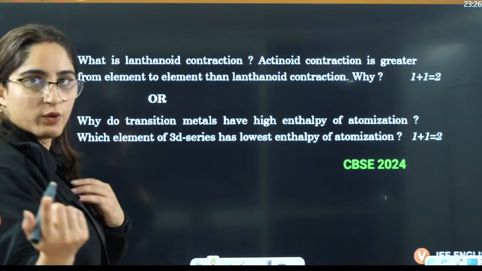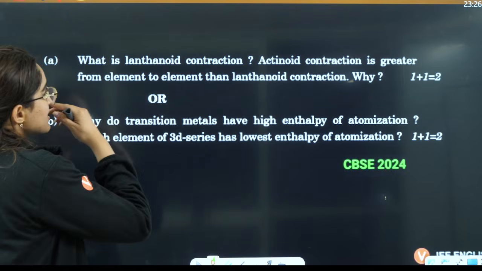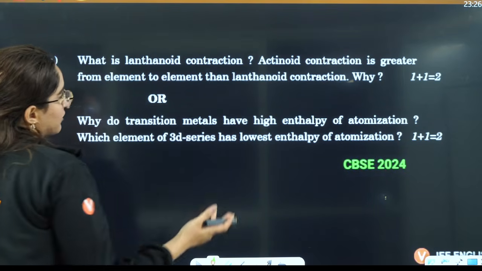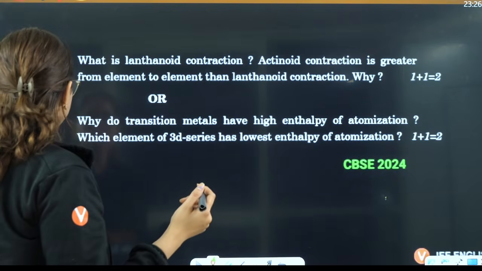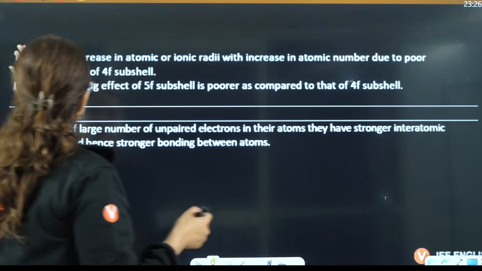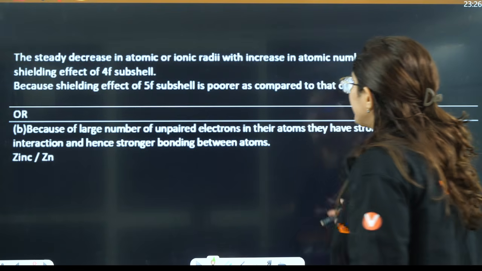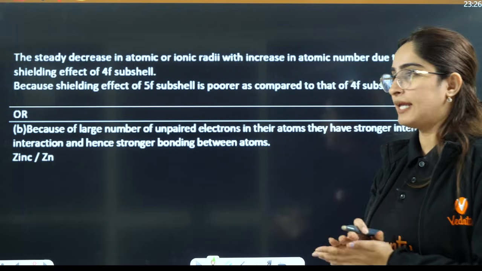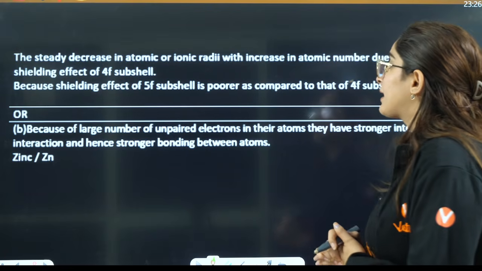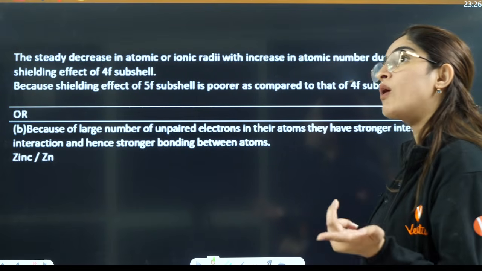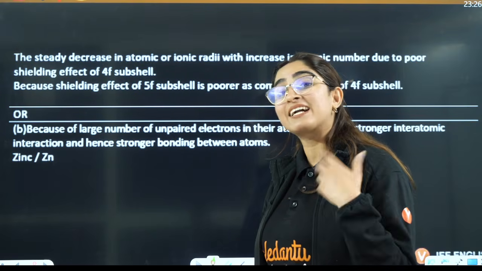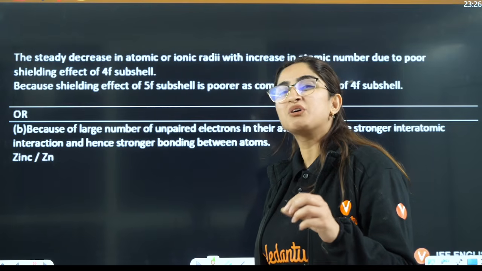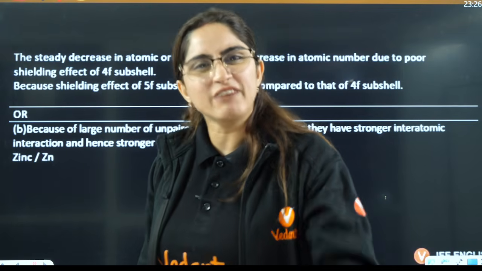I just explained lanthanoid contraction to you. Now they are saying actinoid contraction is greater than lanthanoid. Why? The steady decrease in atomic and ionic radii with increase in atomic number due to the poor shielding effect of 4f orbitals is the lanthanoid contraction. Now, why is actinoid contraction more? Because the 5f orbital is even poorer.